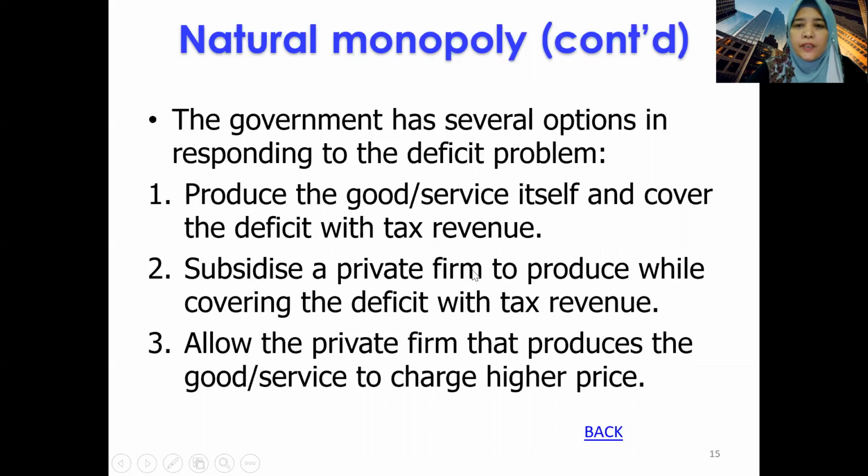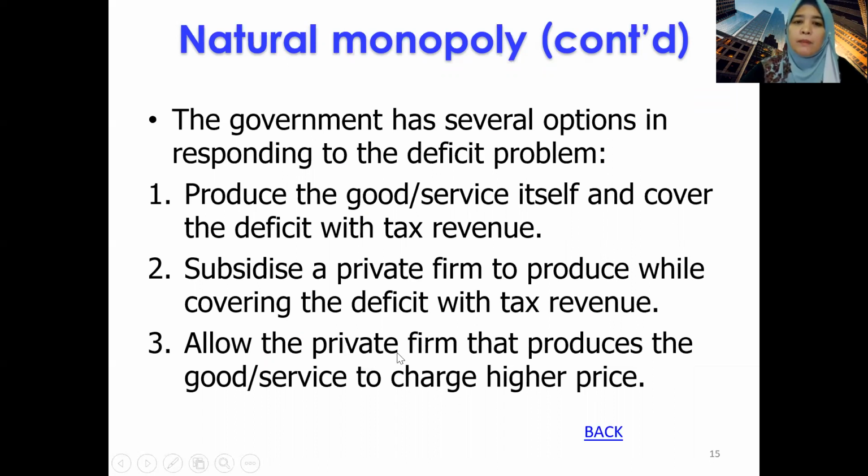Subsidize a private firm to produce while covering the deficit with tax revenue, not directly providing the good or services, but subsidizing a firm, giving the option for a firm to come in and provide the good under natural monopoly, and they cover the deficit with tax revenue.